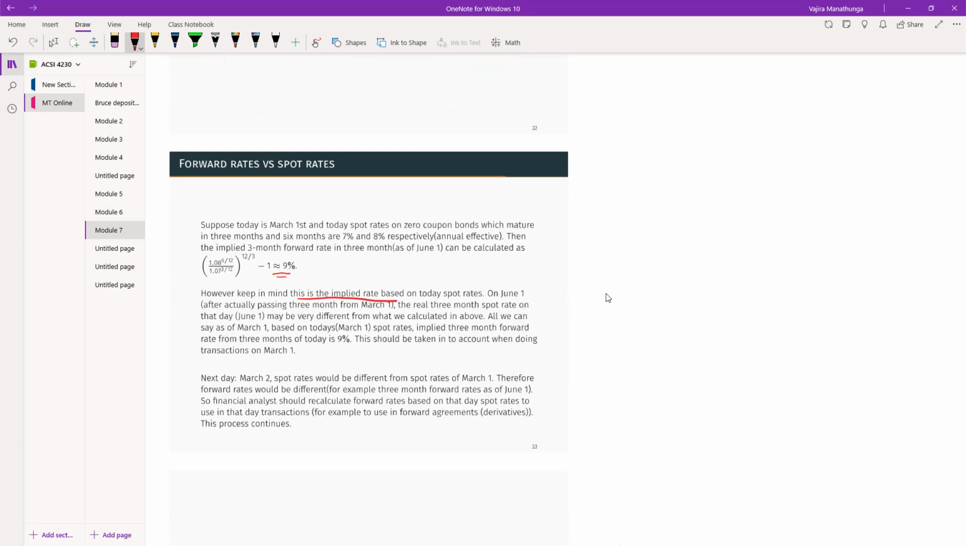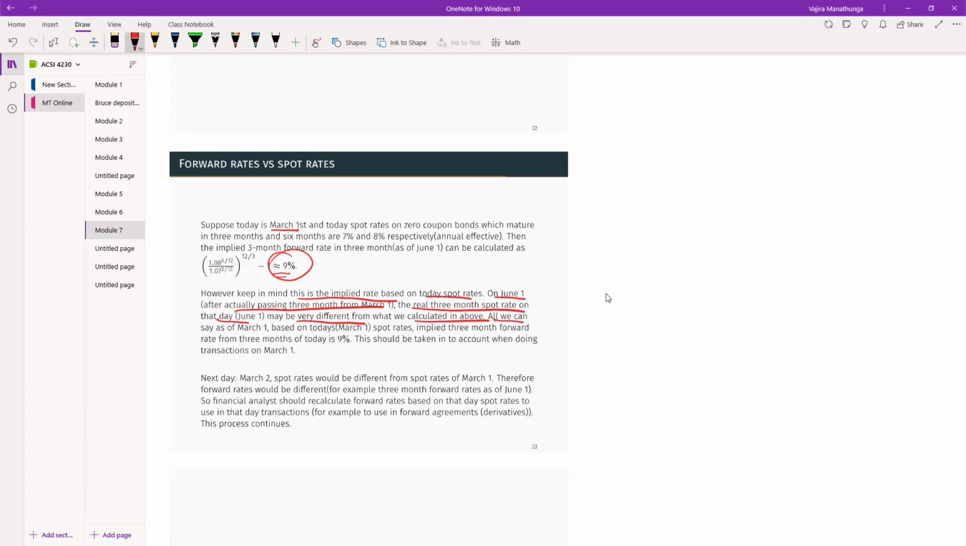But this is implied rate based on today's spot rate. On June 1st, okay, so today is March 1st. After 3 months, on June 1st, after actually passing 3 months from March 1st, the real 3-month spot rate on that day may be very different from what we calculated above. Okay. So this is actually the implied forward rate for today. If I'm standing here, based on today's market, that's what I expect on June 1st. But once I go to June 1st, what I see for the next 3 months may be very different from what I calculate today. Okay, so just make sure that you understand the concept.